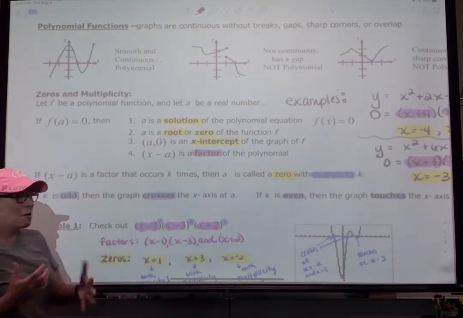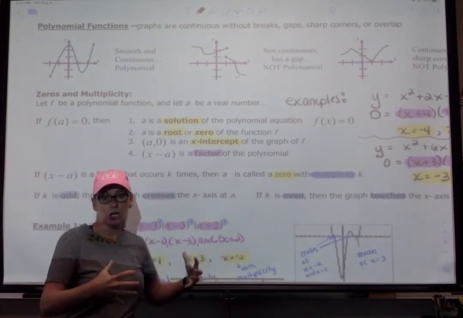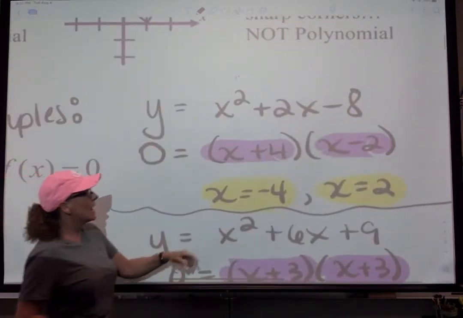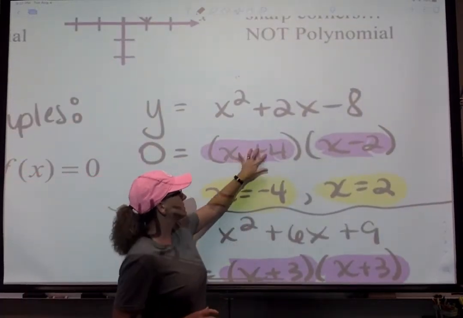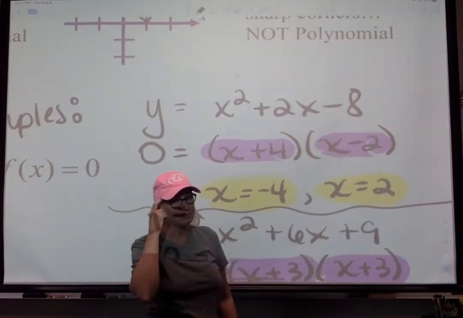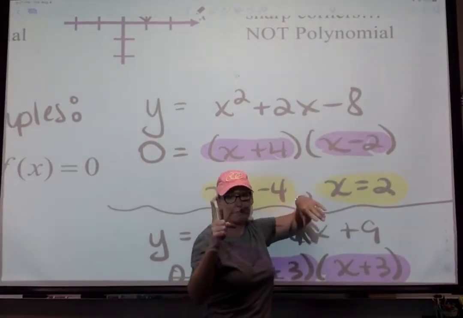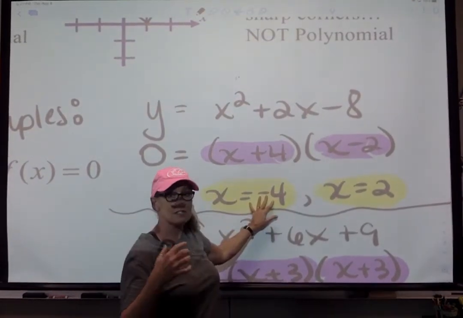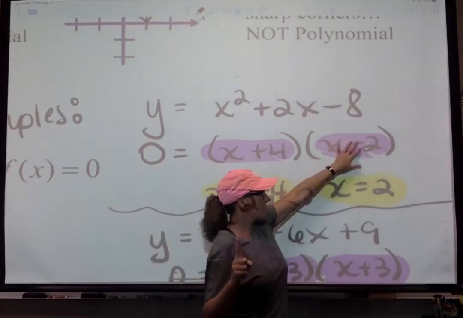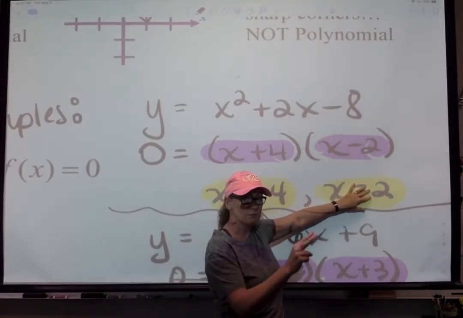Multiplicity is about how many times a factor or a zero occurs. How many times do you see this factor in its factorization? One time. How many times do you see this factor in its factorization? One time. So this factor, or this zero, has a multiplicity of 1.